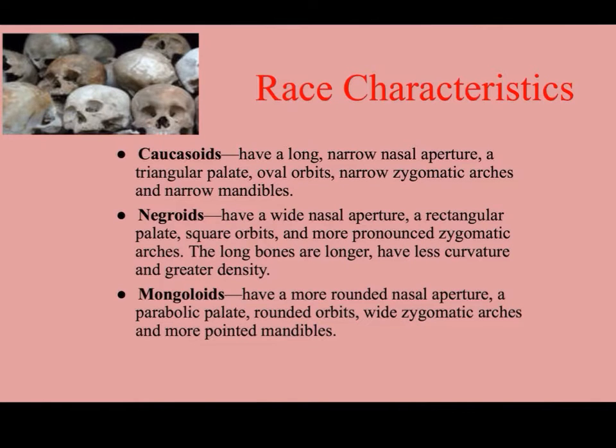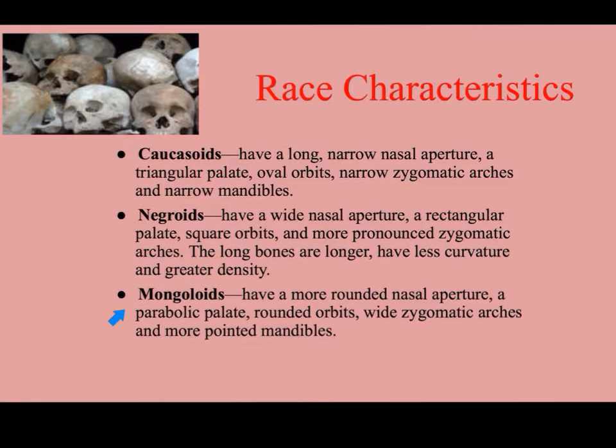They'll have a triangular palate, which would be the roof of the mouth. Narrow zygomatic arch, which is the cheekbones. An African American would have a wider nasal area. Their roof of their mouth is going to be more rectangular. We may see more of a square eye orbit, more pronounced zygomatic arch or cheekbones.